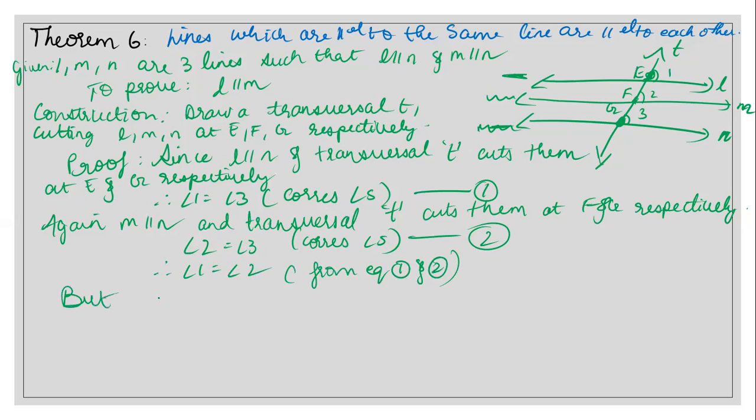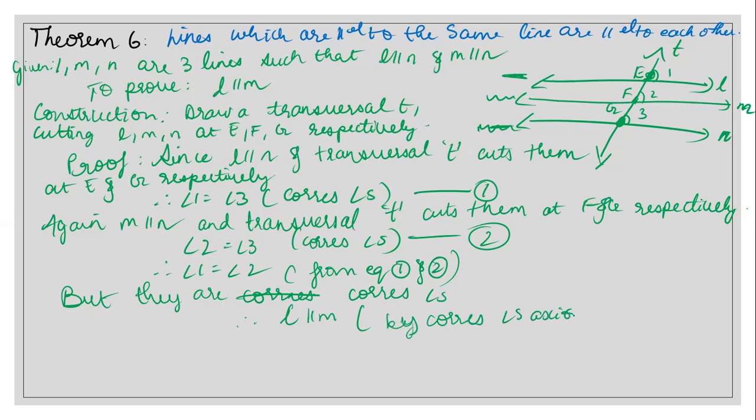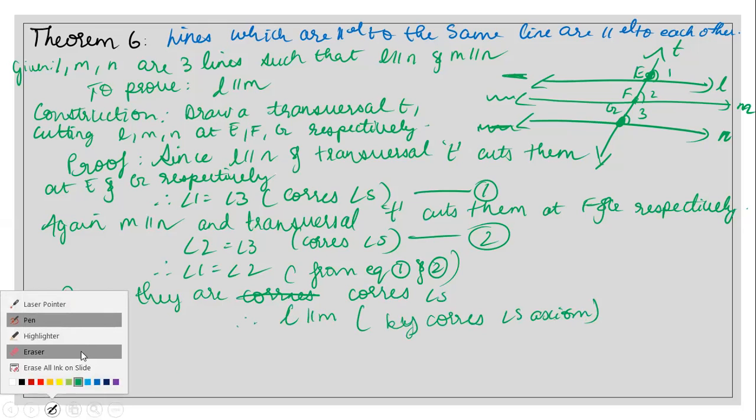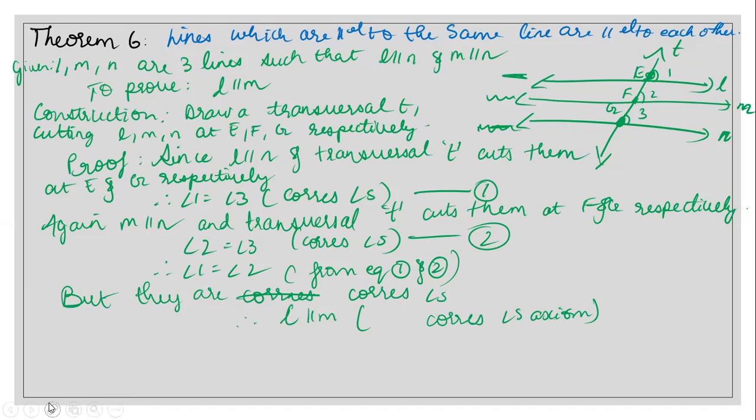But they are corresponding angles, correct? We know that they are corresponding angles. So therefore, L and M are parallel to each other by the corresponding angles axiom. I think we have used only the corresponding angles axiom in 3-4 places, but fortunately, at least you have to learn just the corresponding angles axiom. So therefore, L is parallel to M by corresponding angles axiom.